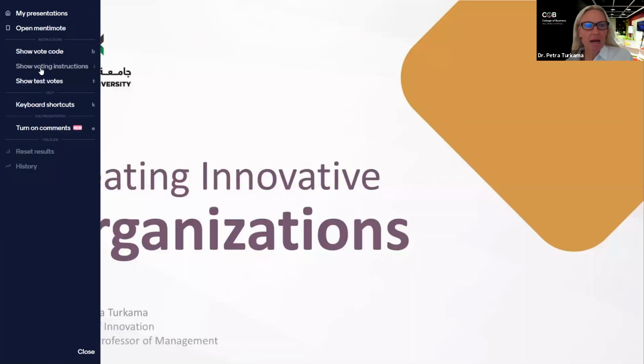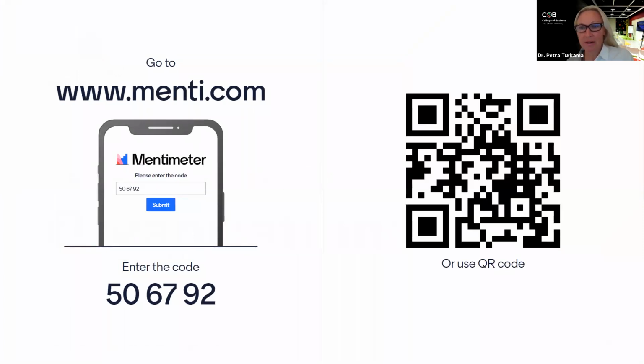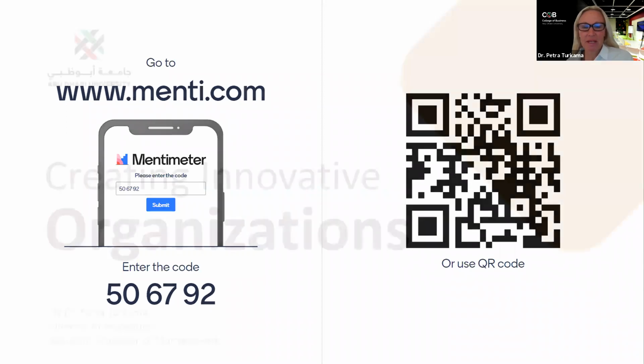How this works: I will be asking your opinions and your votes on various things here, and you can give your inputs through two means. Either you can go on your device, your phone or your computer, to www.menti.com and enter the code we can see down there. Alternatively, you can scan this QR code to access this Mentimeter. You can also ask me to share the code later if you don't get it right now. So either scan the QR code or go to menti.com and enter the code 506792.